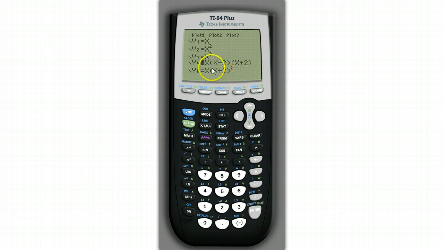Let's look at the y-intercept because that's easy to find as well. If we let x equal 0, we have 0 times negative 2 times positive 2, which is 0. So it should pass through the origin.